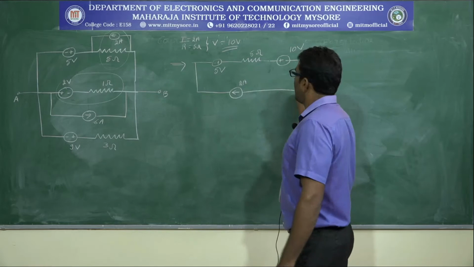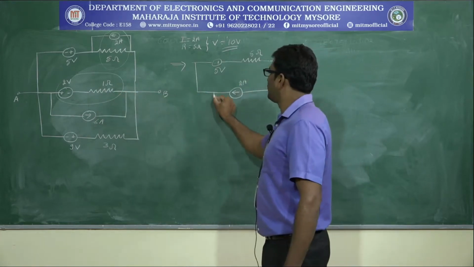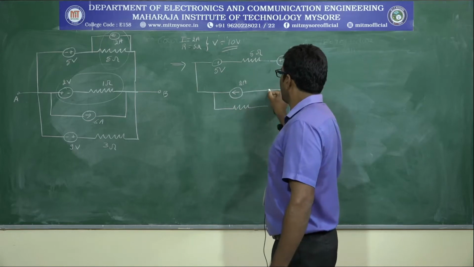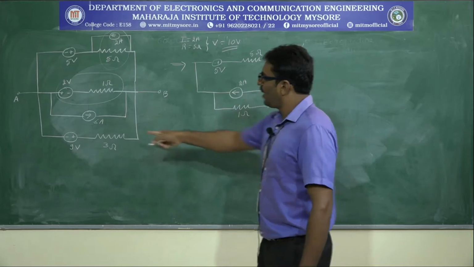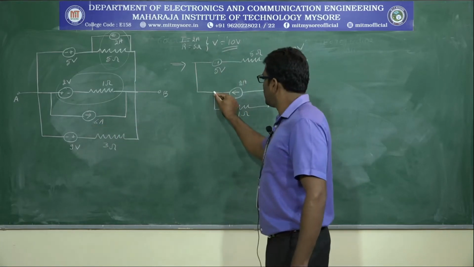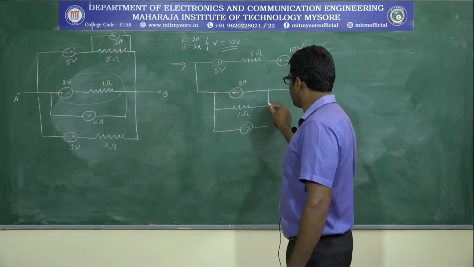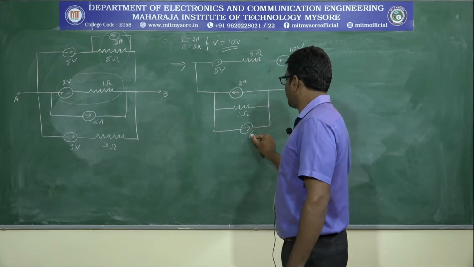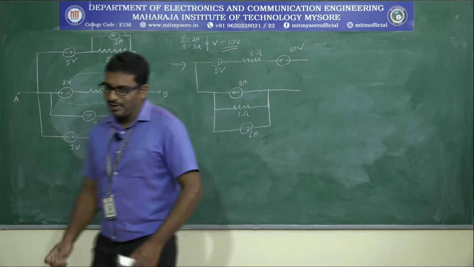Next, that series connected resistance comes in parallel. What is that resistance value? 1 ohm. Again, let us draw the 6 ampere current source in the same place. What is the direction? Forward direction. Next, at last, one more branch is remaining.